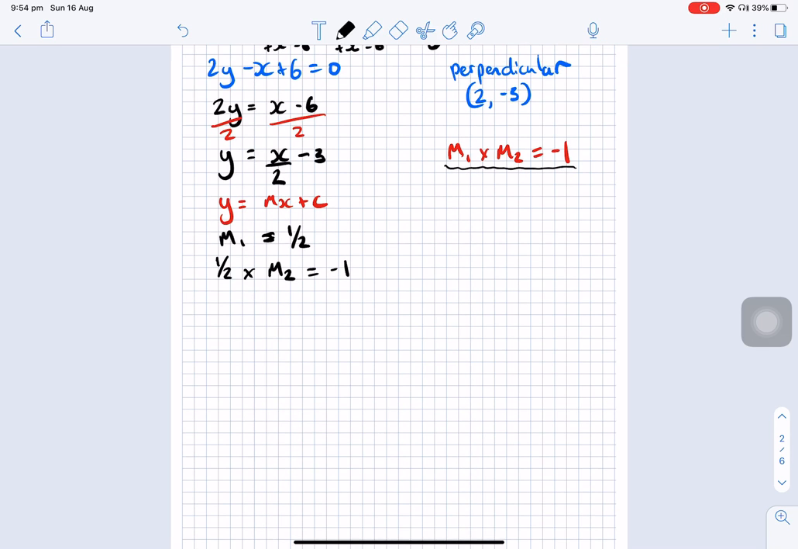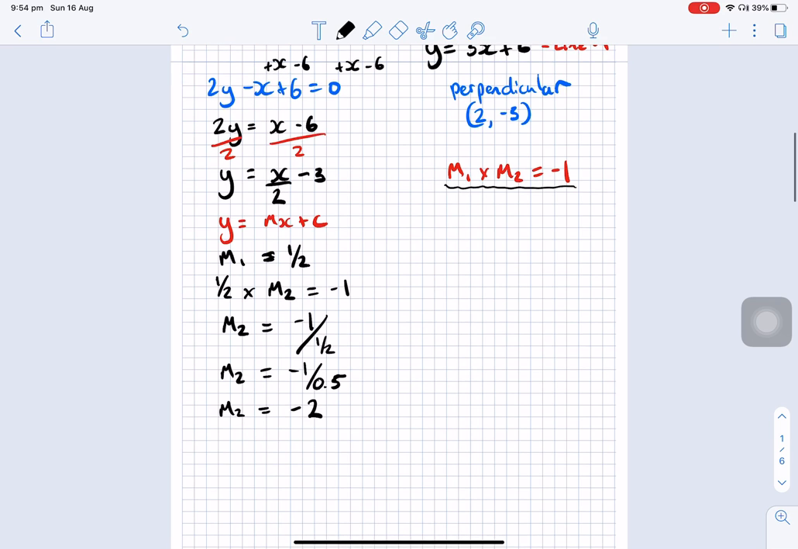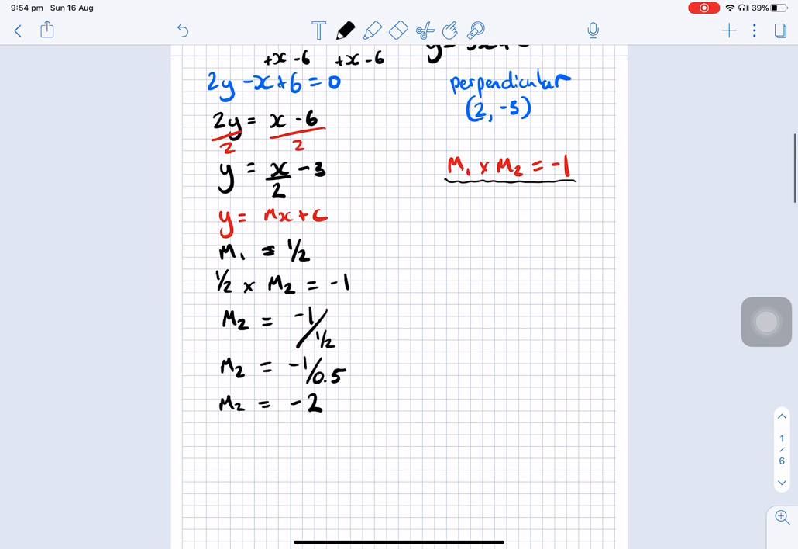And then we've got m2 equals negative 1 divided by a half. Or if it's easier for you to picture in your head, m2 equals negative 1 divided by 0.5, because a half is 0.5 in decimal form. And so that means that our m2 value is negative 2. So now that we know that the gradient of our perpendicular line is negative 2, we just need to find c.